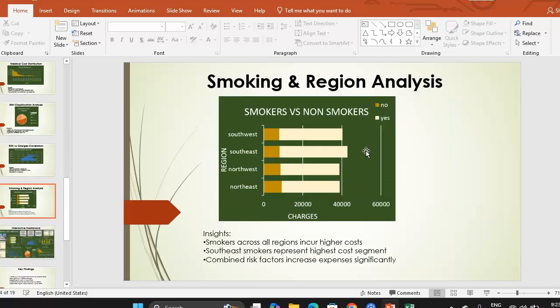Smoking and regional interaction. This analysis combines smoking status and region. The objective was to identify which region has the highest cost among smokers. The result shows that smokers consistently incur higher costs across all regions. Among them, the Southeast region records the highest medical expenses. This indicates that smoking combined with regional factors creates a high-risk customer segment.